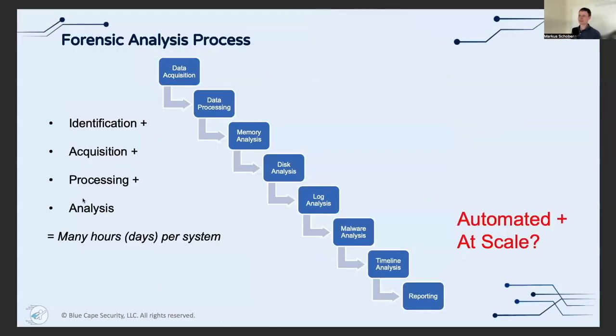We talked about this forensic analysis process, right? There's a lot of steps involved, a bunch of them manual steps, starting with identification of the data, acquiring the data, which on many systems is tricky, processing all the data across the different artifacts, and then we can finally perform analysis in some shape or form. And that can take a long time, right? It can take many hours or sometimes even days per system to look into this.